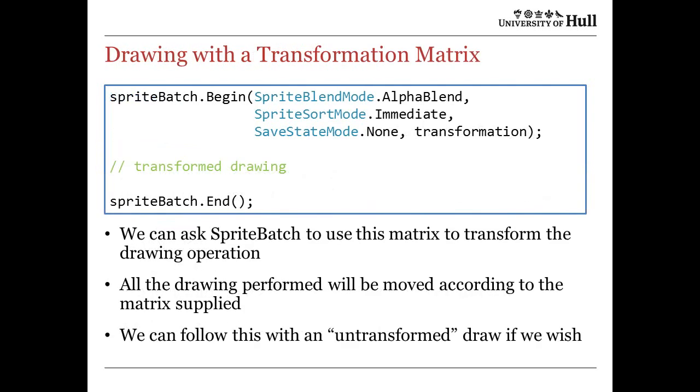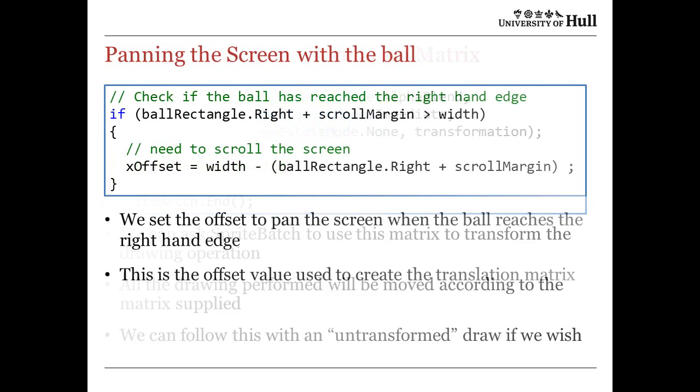And then when I come to draw, I use a really long-winded form of the sprite batch begin command that says use alpha blend, sprite sort mode immediate, save state mode none, transformation. That's my matrix. And that slides the entire screen magically. So if you're worried about how you're going to get the thing to pan left and right, this just does it. And all you have to worry about is coming up with a value in x offset to drive it across. Okay, so everything in here, all the drawing is transformed, and that actually pans out rather nicely because it means that I can just pan the thing left and right by changing the value in x offset, and it all just comes out in the wash.